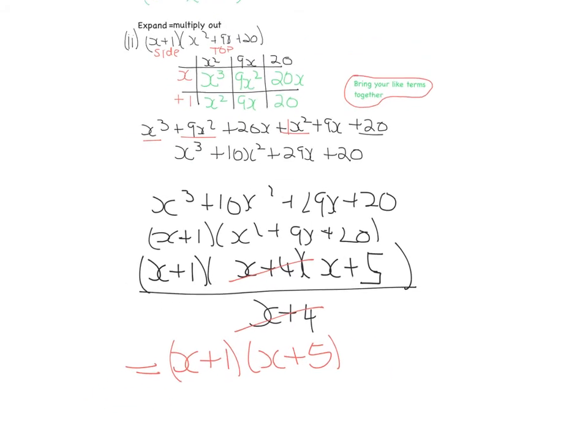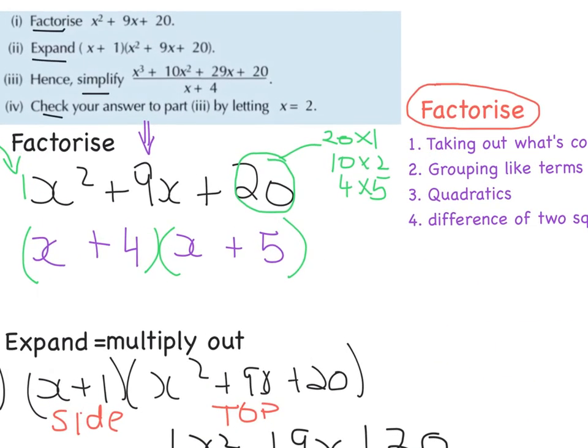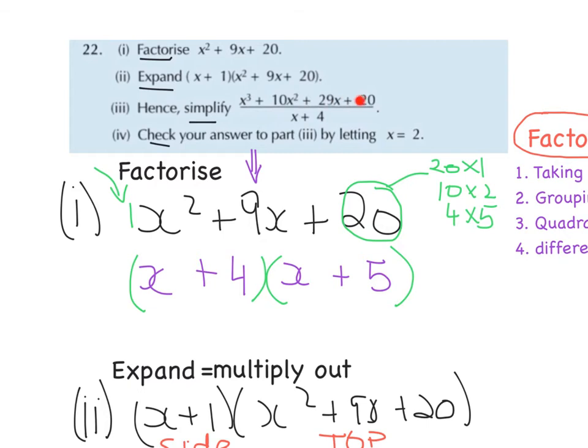So that has answered my third part. Okay? The third part asked me to simplify this. I wrote it in a different way, and then I realized that the x plus 4 on the bottom crossed out. The last part of this question says, check your answer to part 3 by letting x equal 2. So I must check it to part 3 to see, does this work if I let x equal 2? All right, so we'll go a bit further down.